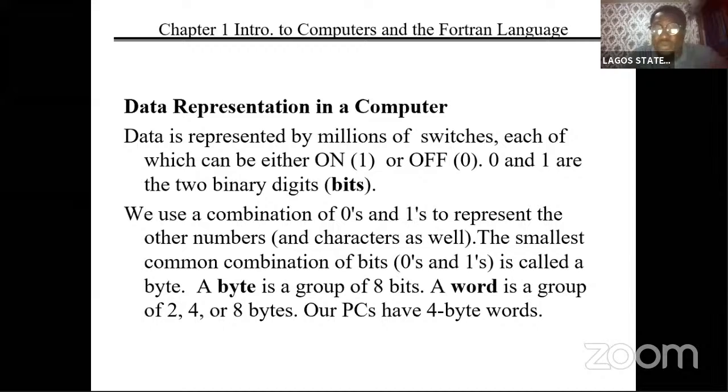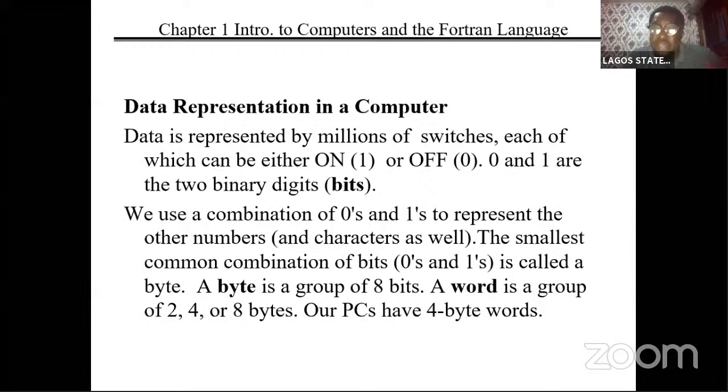A byte is a group of 8 bits. Please note, a bit is made up of 0 and 1. The smallest common combination of bits of zeros and 1 is a byte. So when you leave the category of bits, you go to the category of bytes. But what are the bytes? What do you call a byte? A byte is a group of 8 bits.